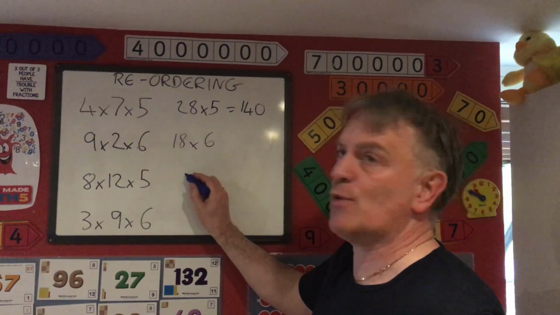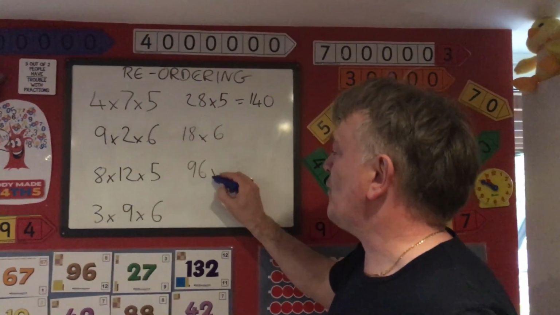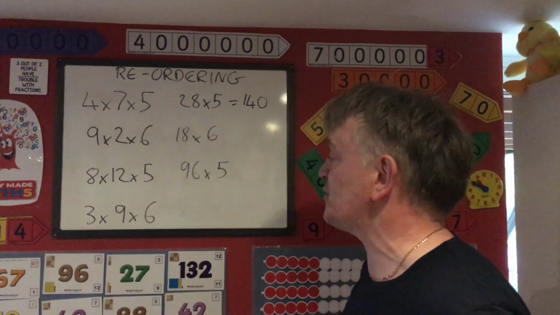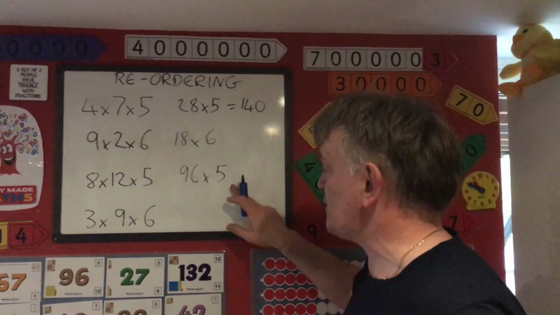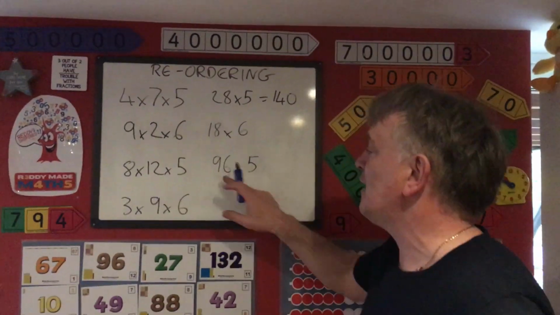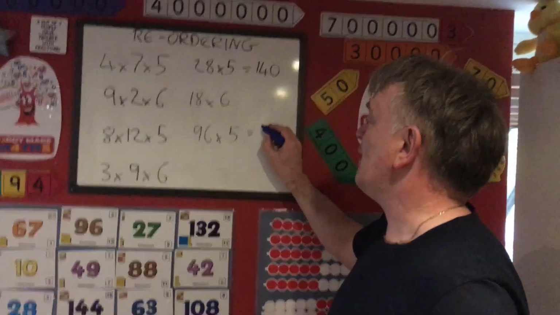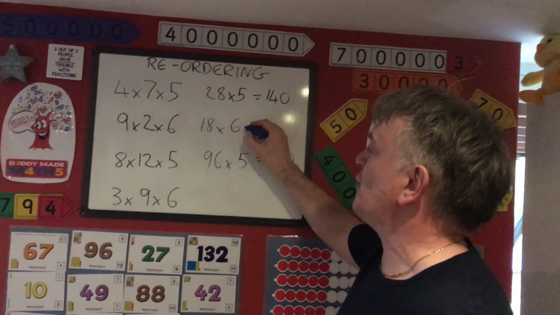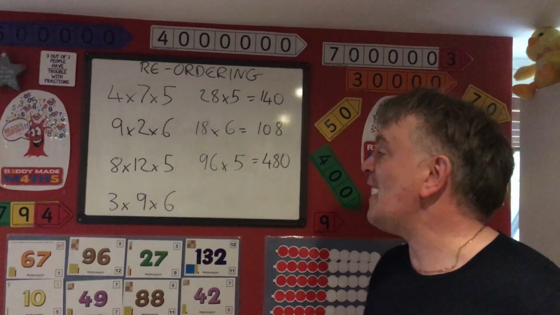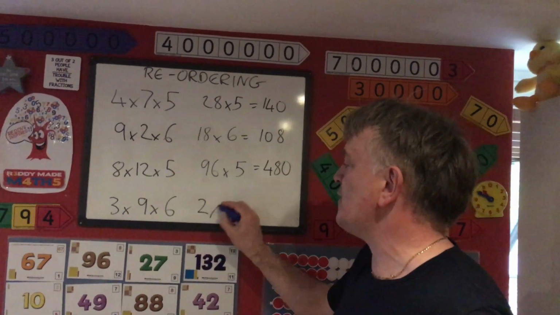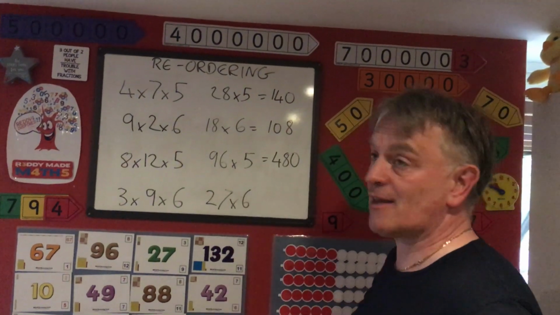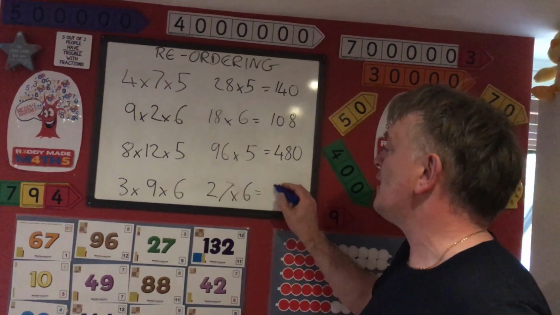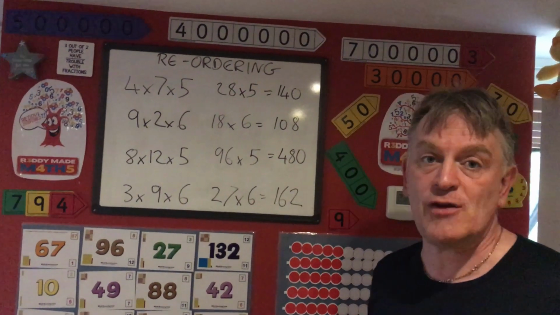8 times 12, if we know it, 96, and then we're up to 96 multiplied by 5. Now there's many ways to do that calculation, but even if we are good at partitioning, 5 90s are 450 and 5 6s are 30. Add them together, 480. 6 10s are 60, 6 8s are 48. We get the answer 108. 3 times 9 is 27, and 27 multiplied by 6. Again, 6 times 20 is 120, and 6 times 7 is 42. Add them together, you get 162.